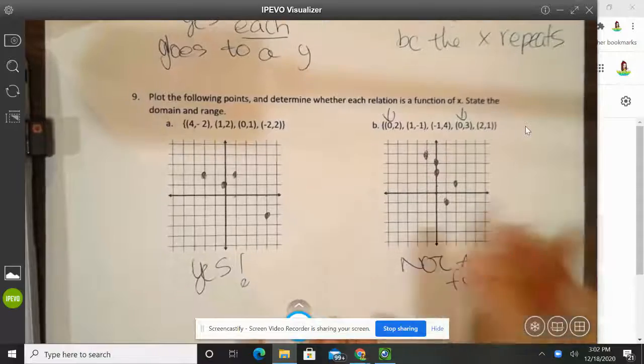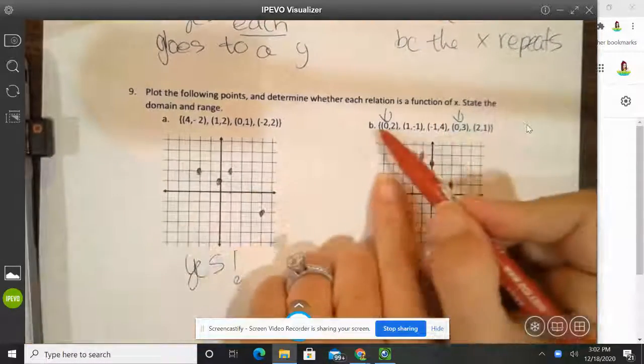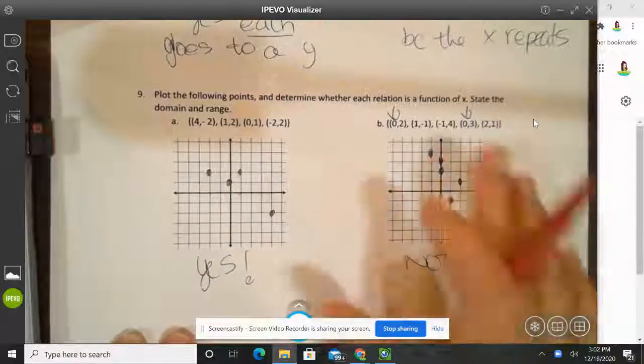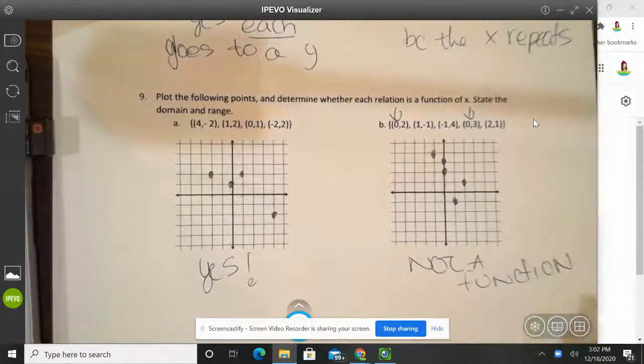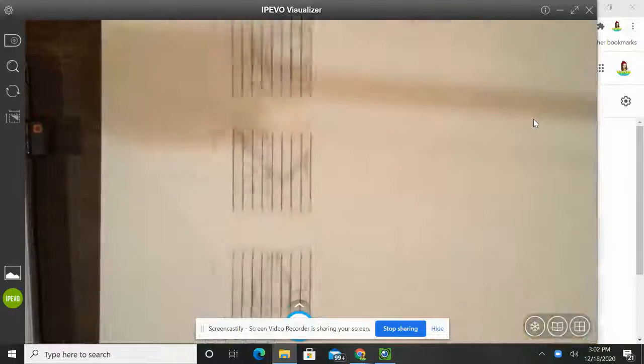Okay. Now, I can determine this without even having to graph, right? I just have to see if the x's repeat. If it repeats, then it's not a function. But they asked me to graph it, so you need to graph it. So you really have to read the question, right?